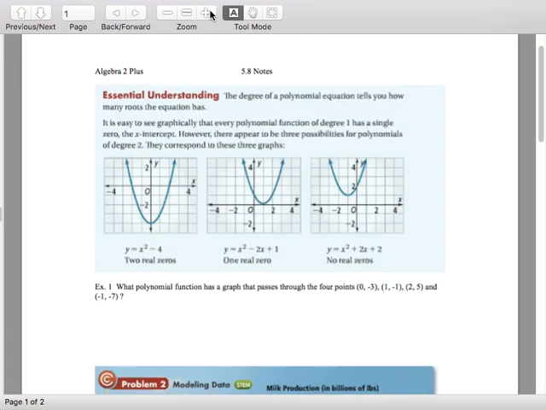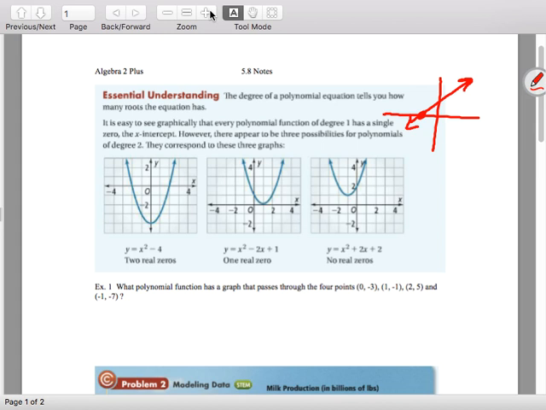Okay, so take a look at the 5.8 notes. All right, here we go. So the essential understanding says the degree of a polynomial tells you how many roots the equation has. So in a degree 1, let's go ahead and draw a little picture here. A degree 1 is a line, and that's going to cross the x-axis one time, okay? And it'll be at the x-intercept.